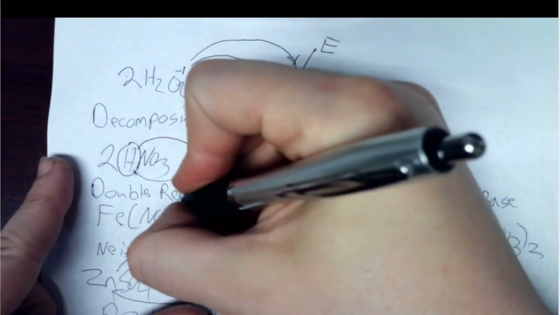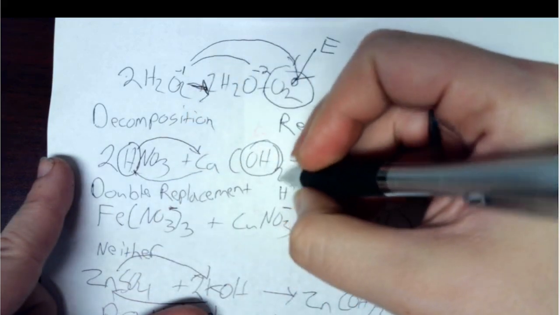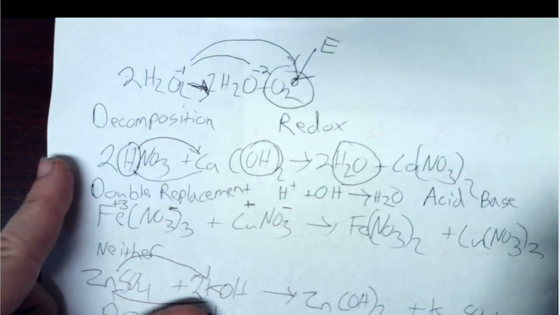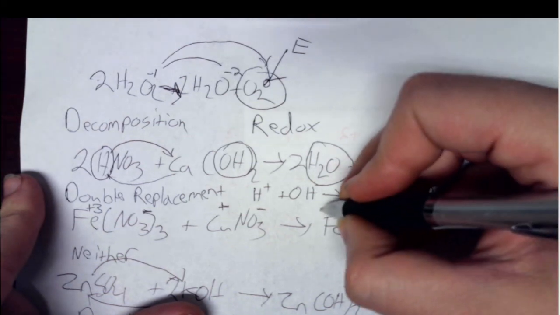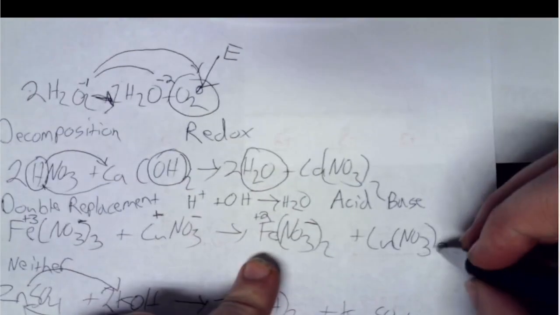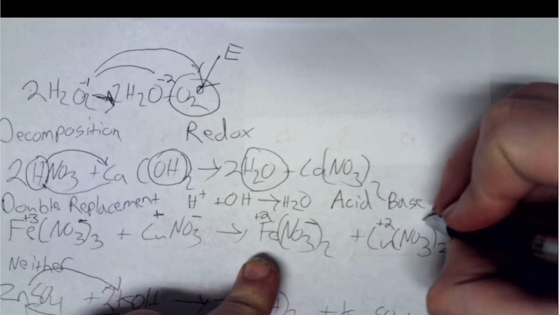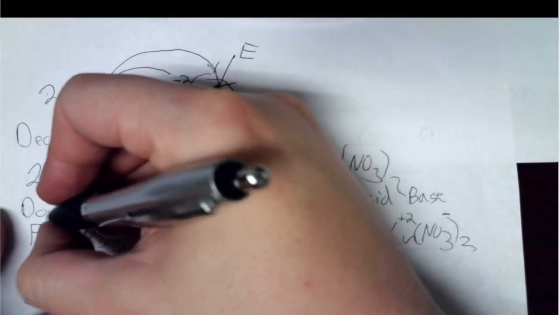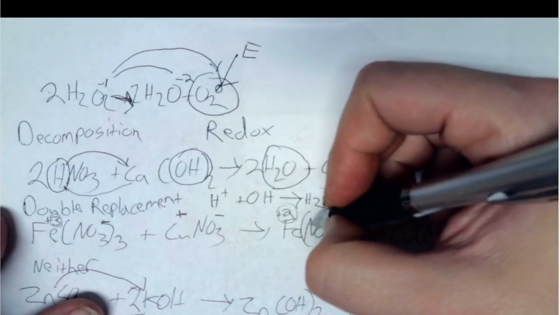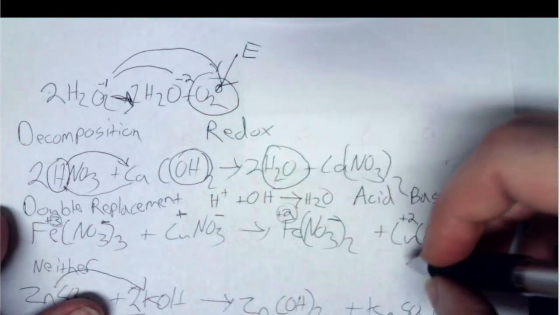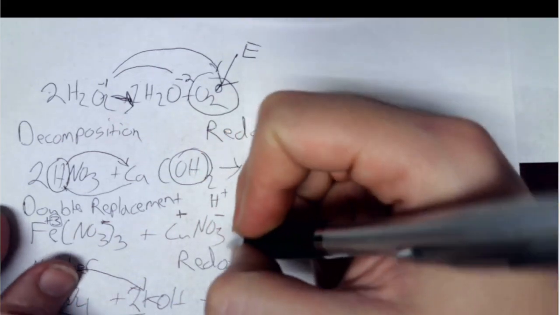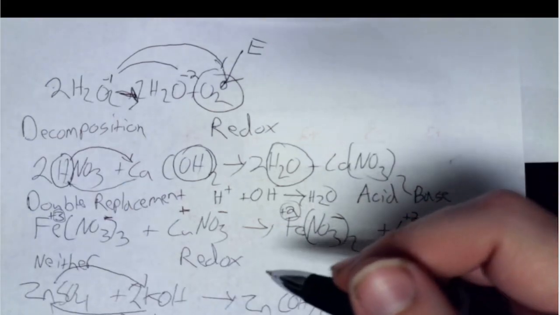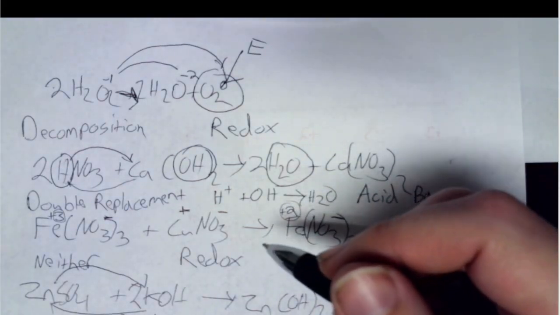So nitrate, by nature, is -1. So if nitrate is -1, then iron must be +2 and copper must be +2. So iron goes from 3 to 2. Iron is reduced. Copper is going from 1 to 2. Copper is oxidized. So this is redox. Even though it's really hard to see, it's hidden, it is redox.